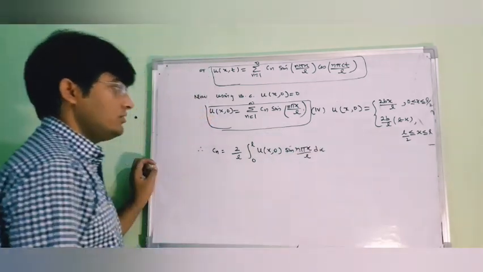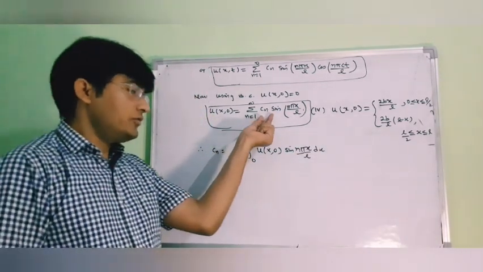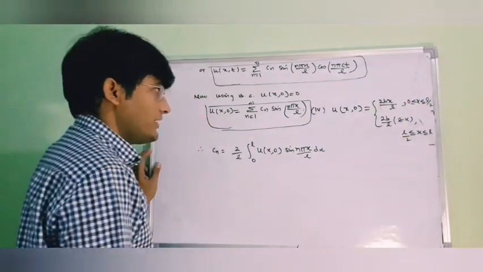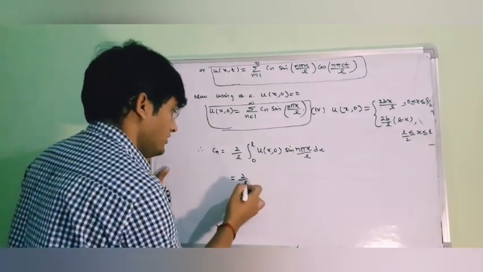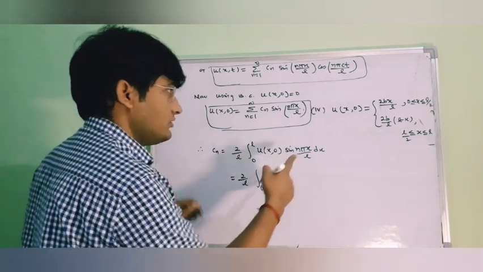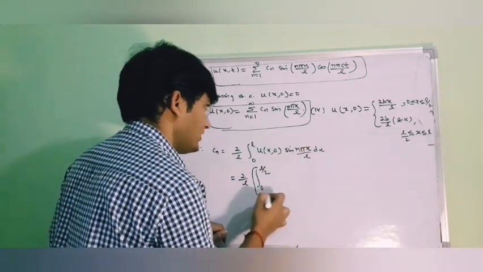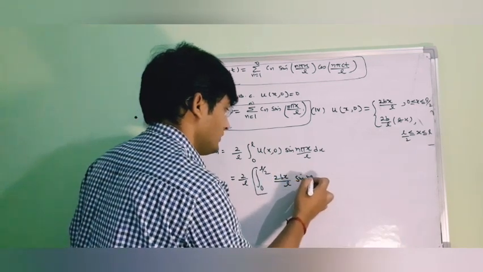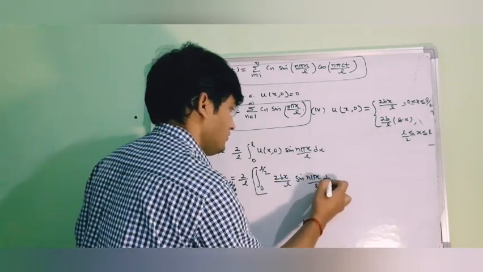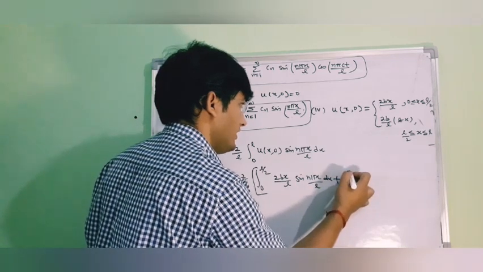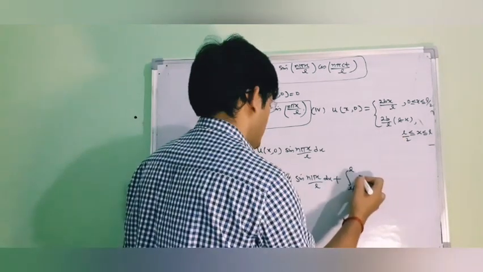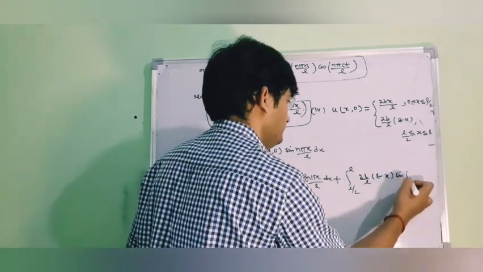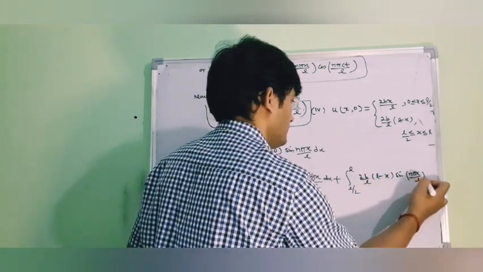So this will be the value of cn. Now u(x,0) has two values. One, when your x lies between 0 to l by 2, u(x,0) has value 2bx upon l, and when your x lies between l by 2 to l, our u(x,0) is 2b upon l into l minus x, into dx.